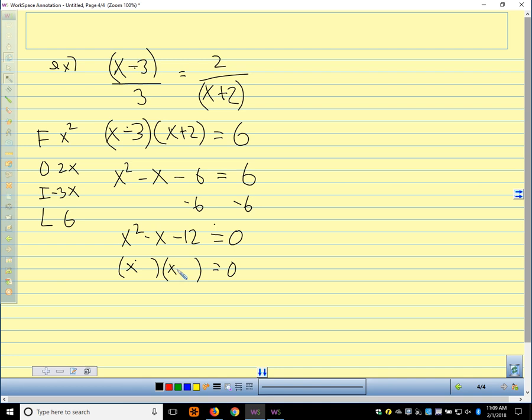Yeah, Debbie? Why is it minus 6? I wanted to get a 0 on this side, so I subtracted 6 from both sides. You always want to get a 0 on the other side. If you have an x squared, an x, and a number, you always want to get a 0 on the other side.